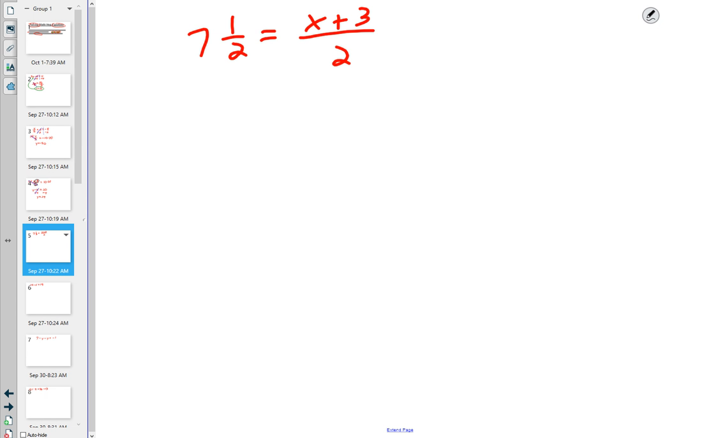Yahtzee! Go ahead, Ferris. Good. Change the mixed number to an improper fraction. So that's 7 times 2 is 14 plus 1 is 15 over 2.